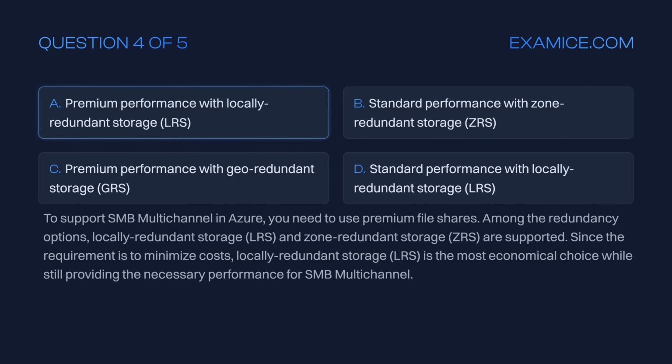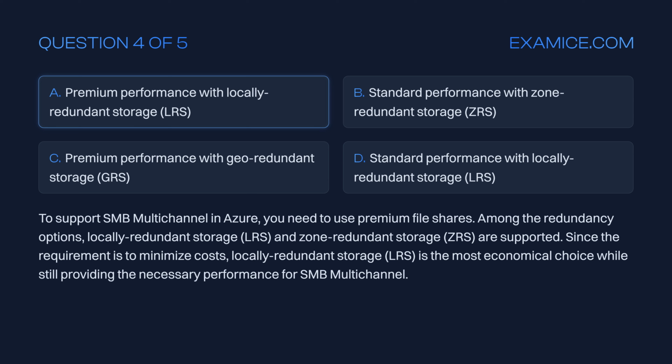The answer is option A. To support SMB Multichannel in Azure, you need to use premium file shares. Among the redundancy options, locally redundant storage and zone redundant storage are supported. Since the requirement is to minimize costs, locally redundant storage is the most economical choice while still providing the necessary performance for SMB Multichannel.